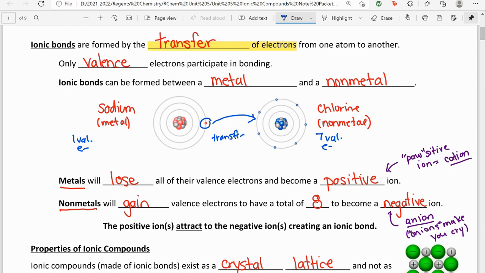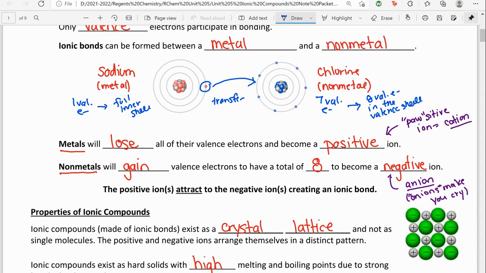of the electron. And then what happens is we'll see that sodium has now lost that valence electron, so it will have a full inner shell. And then when chlorine gains that valence electron, it's now going to have 8 valence electrons in the valence shell. One other little thing. So one big thing is going to be knowing that metals are going to lose their valence electrons to get that octet, and nonmetals are going to gain valence electrons to get the octet with the 8.